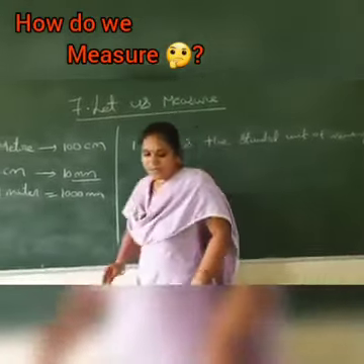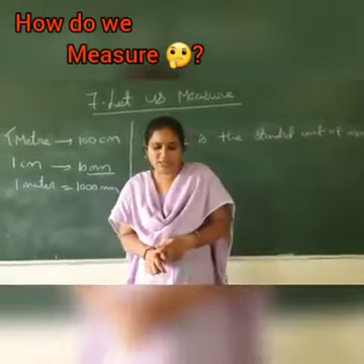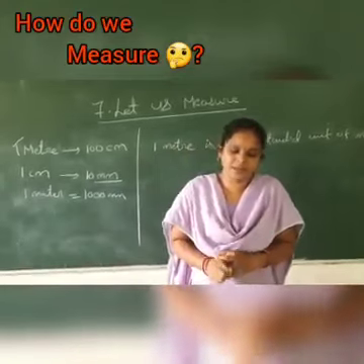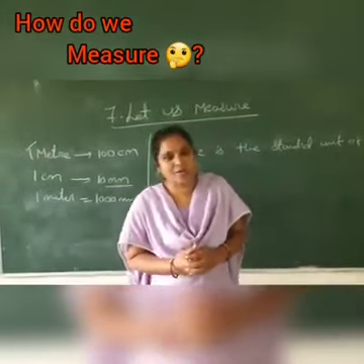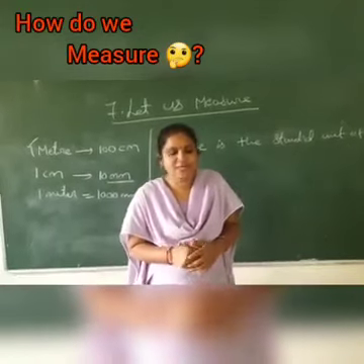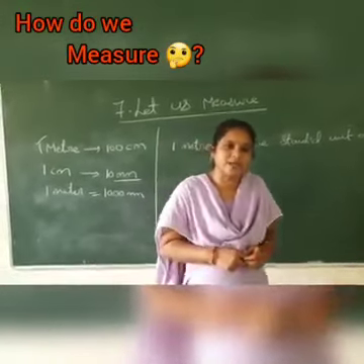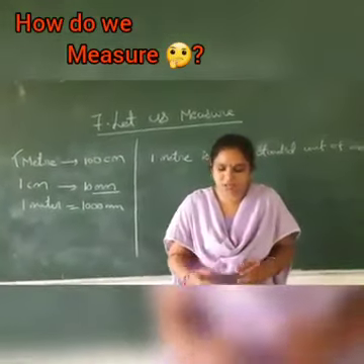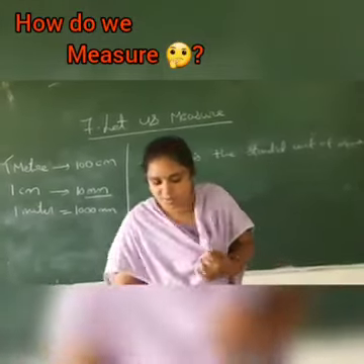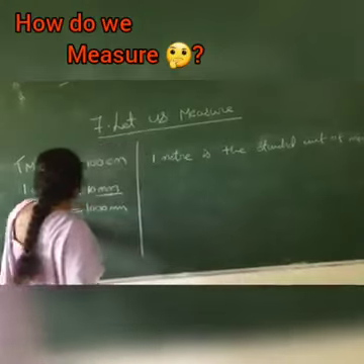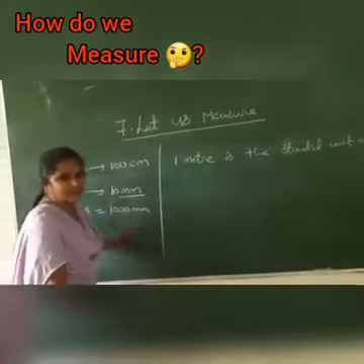So 1 meter is the standard unit of measuring length. We use the meter as the unit of length, and subsequently centimeters and millimeters as smaller units of length. So this is about meters, centimeters and millimeters.